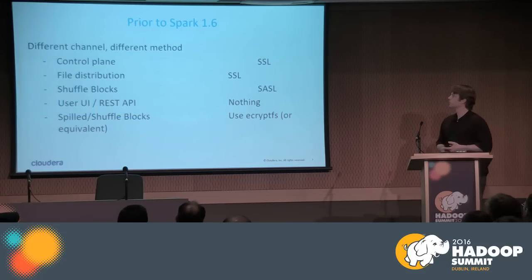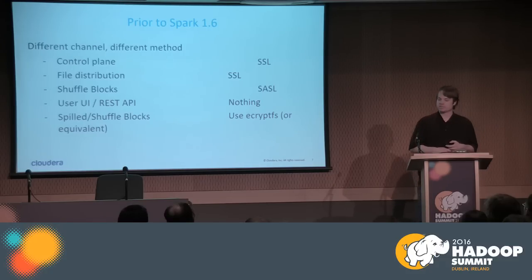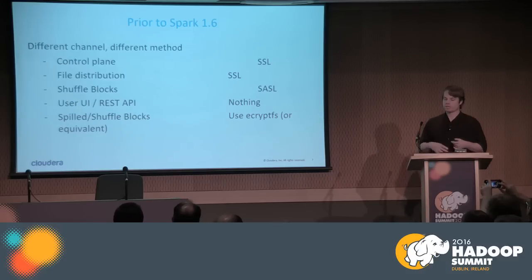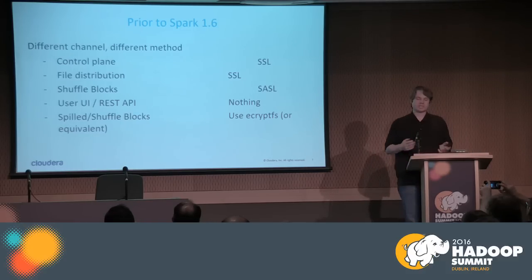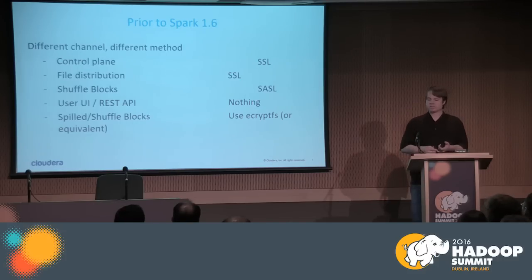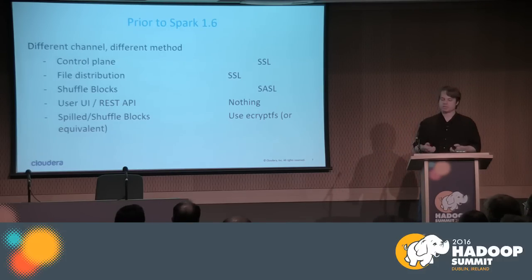So what was the state of the world prior to Spark 1.6? There was SSL available for some of these RPC channels. There's SASL-based encryption for the shuffle mechanism in Spark. There was nothing available to encrypt the user UI, which also affects the REST API. And if you wanted to encrypt the data at rest, basically the spilled files and the shuffle blocks, you needed to use an encrypted file system underneath, which for some people is not desirable because they would need to redeploy their whole cluster.